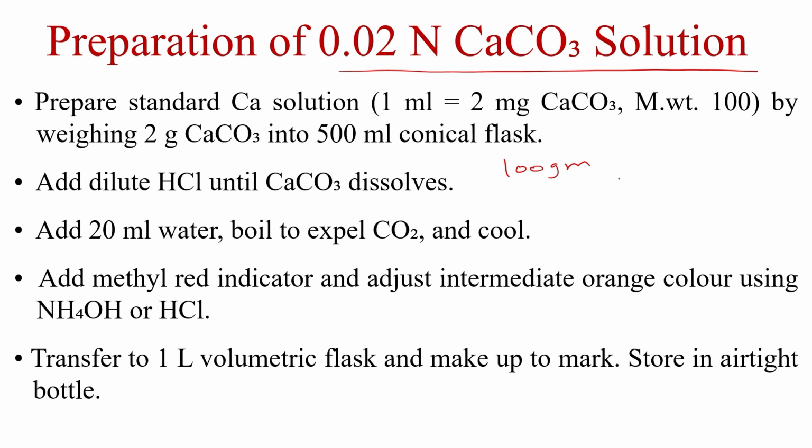So if I want to prepare 0.01 normal calcium carbonate solution, then I have to take 1 gram for 1 liter. And if you want to prepare 0.02 normal, obviously we have to take 2 gram, okay, sorry, for 1 liter, to have 0.02 normal calcium carbonate solution. For that, 2 gram you have to take for 1 liter.